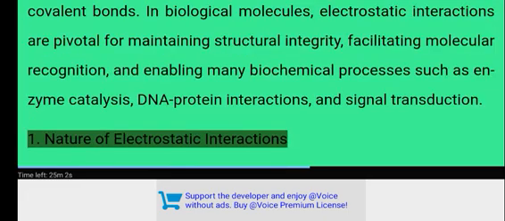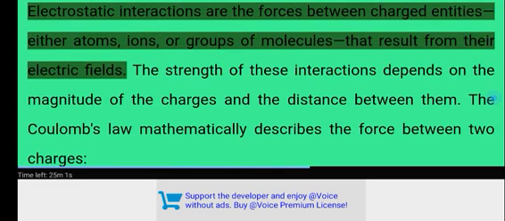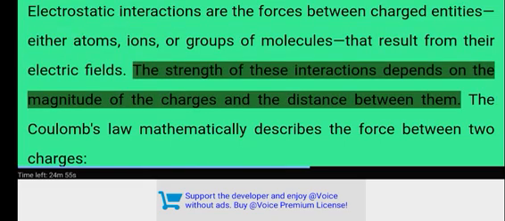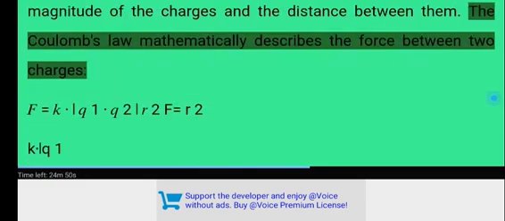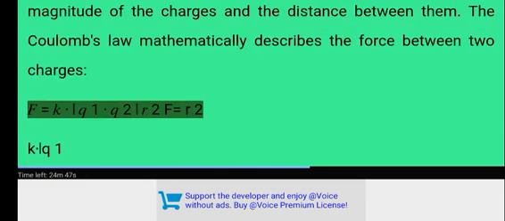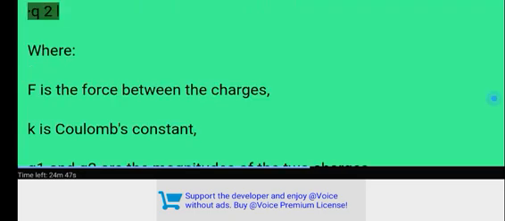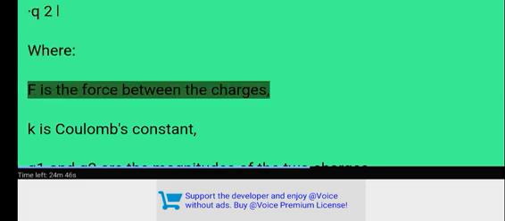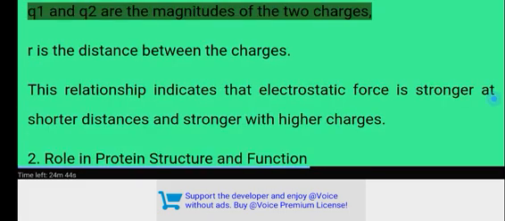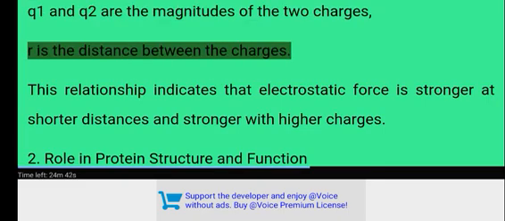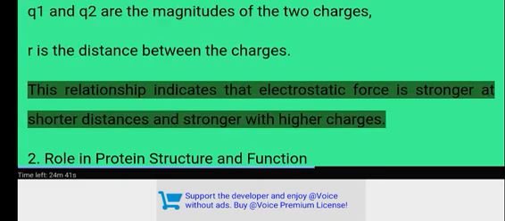1. Nature of electrostatic interactions. Electrostatic interactions are the forces between charged entities, either atoms, ions, or groups of molecules, that result from their electric fields. The strength of these interactions depends on the magnitude of the charges and the distance between them. Coulomb's law mathematically describes the force between two charges: F = k · (Q1 · Q2) / r², where F is the force between the charges, k is Coulomb's constant, Q1 and Q2 are the magnitudes of the two charges, and r is the distance between the charges. This relationship indicates that electrostatic force is stronger at shorter distances and stronger with higher charges.